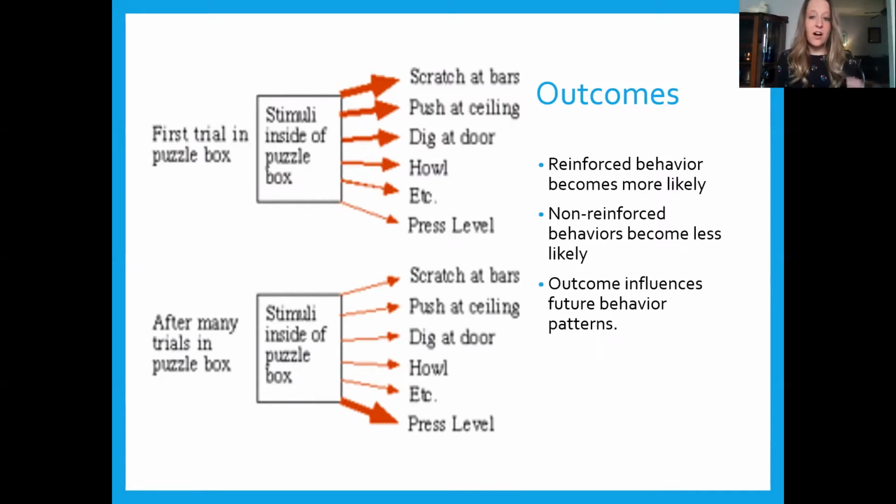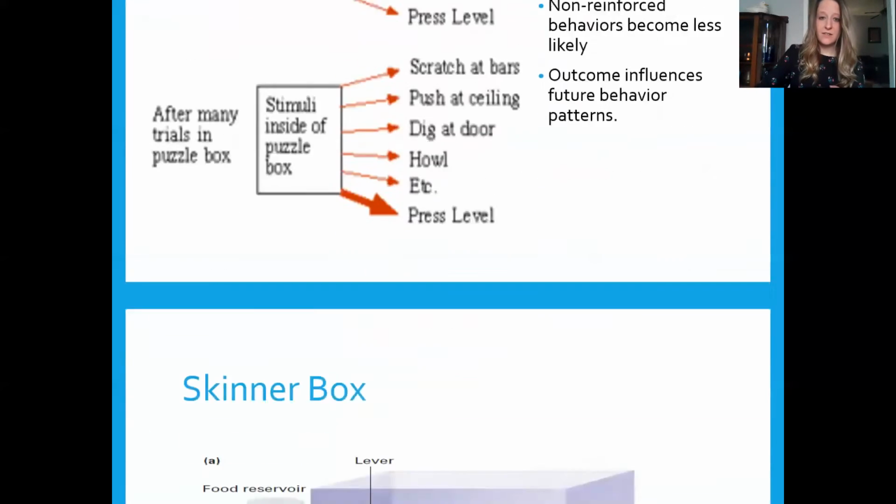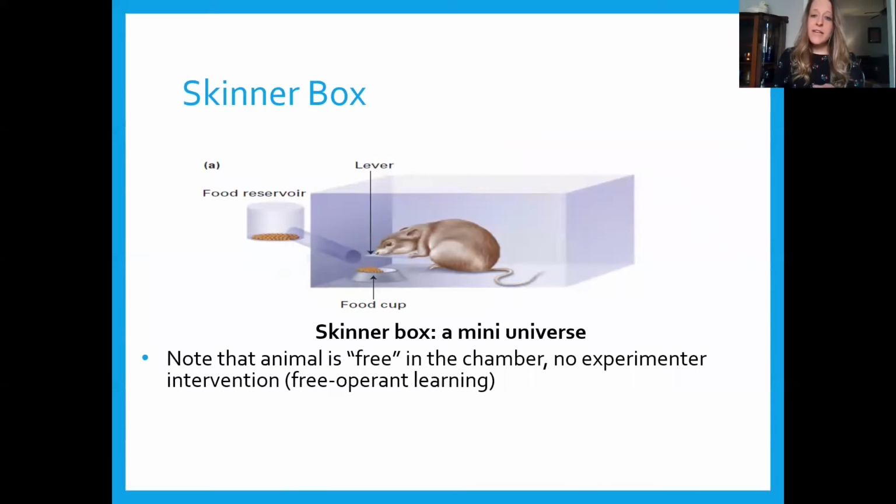Thorndike predicted that the consequences or effects of behavior influence future behavior patterns. If an action produces a desirable outcome, that action will become more likely or more frequent in the future. With subsequent trials, our cat spends less time engaging in howling and scratching, and we see an increase in pedal pushing. The behaviors extended Thorndike's law of effect to develop operant conditioning.